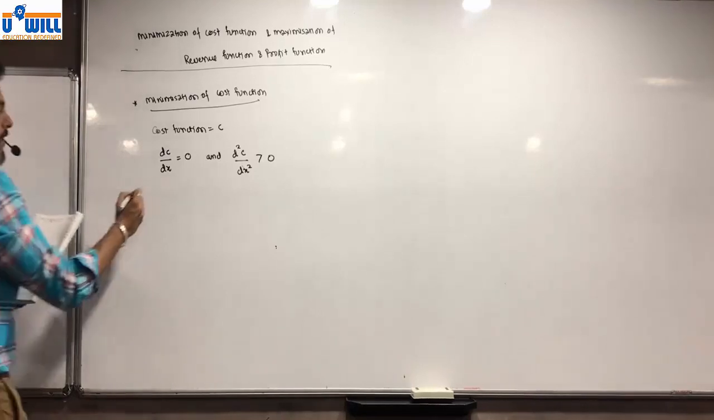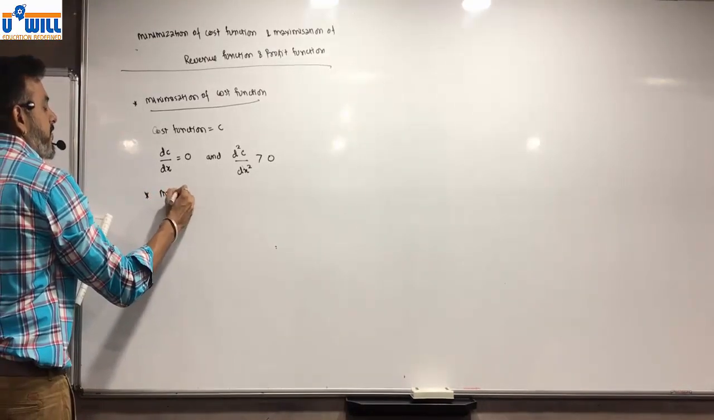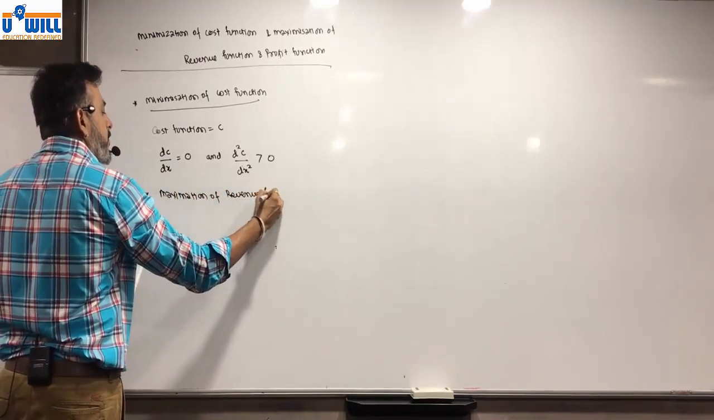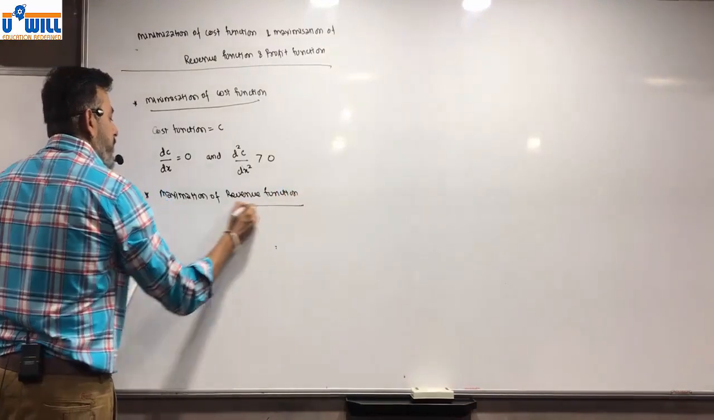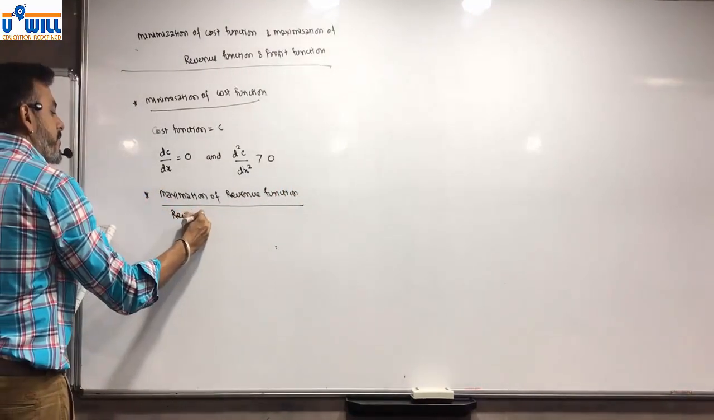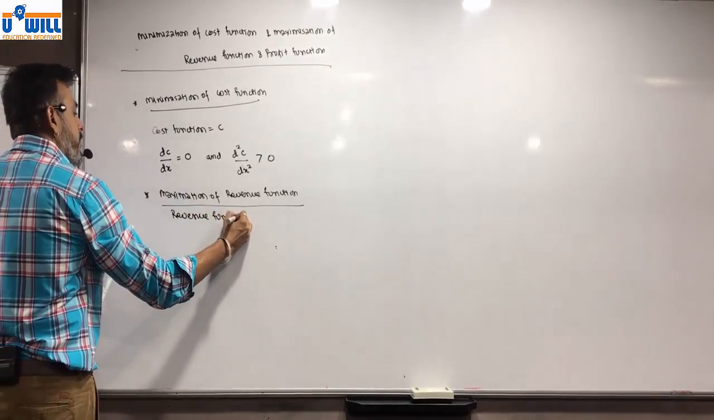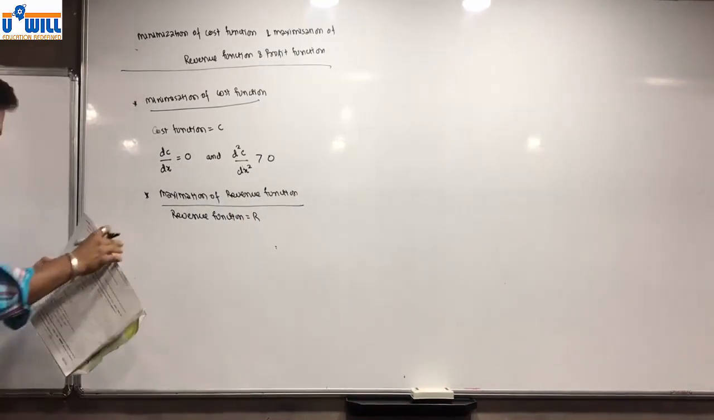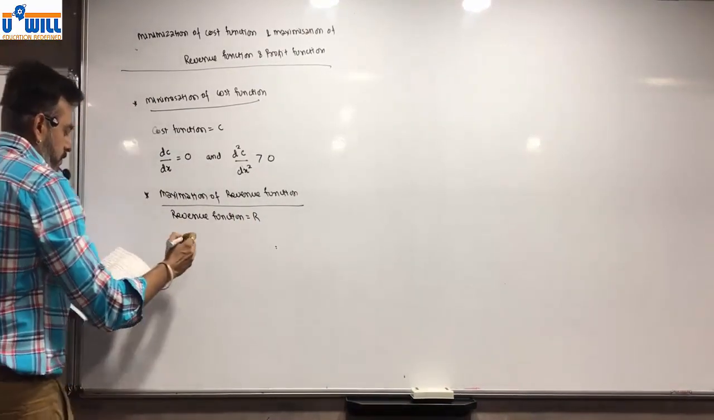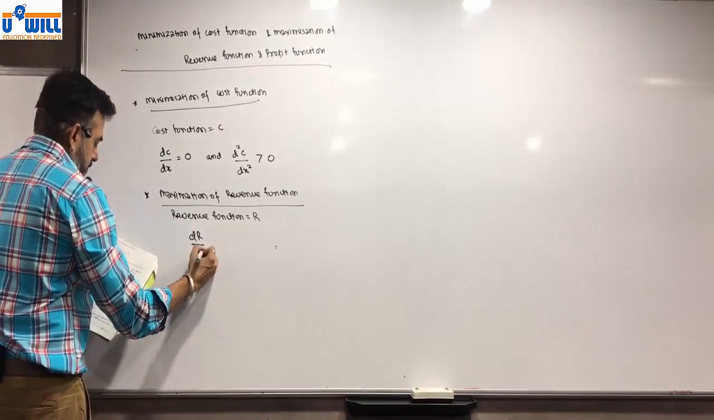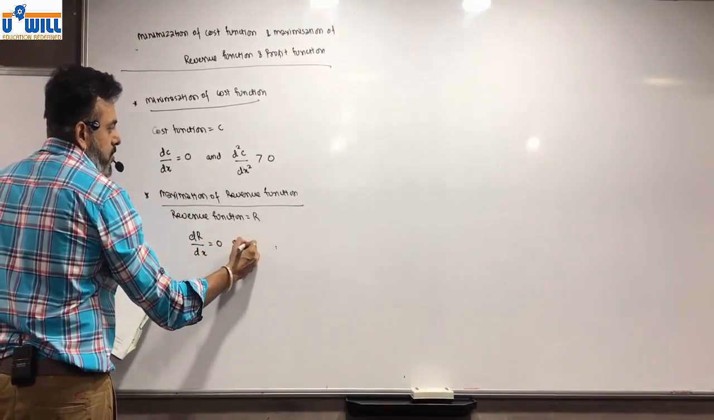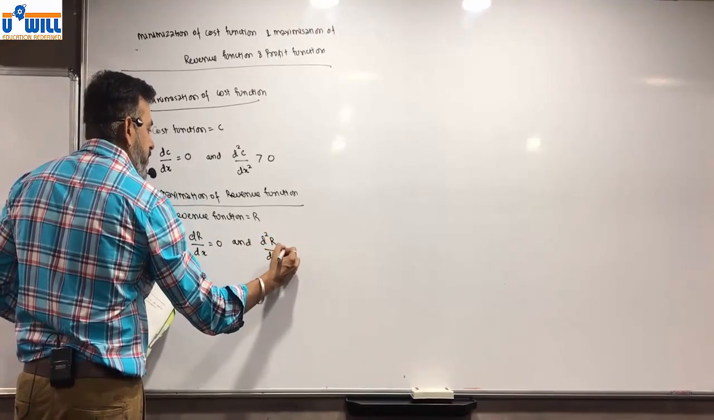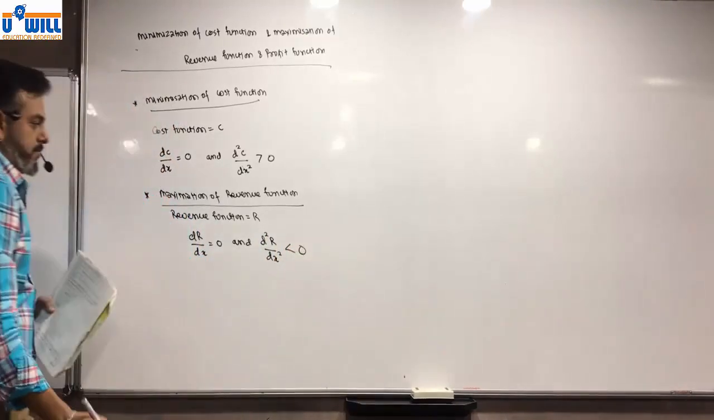Got it? Second लिखो maximization of revenue function is equal to R. So derivative of R with respect to X is equal to 0, and second order derivative with respect to X should be less than 0.